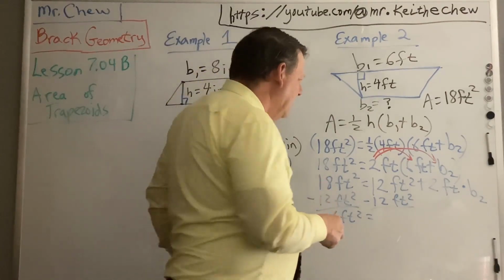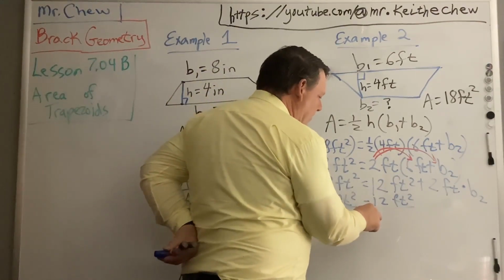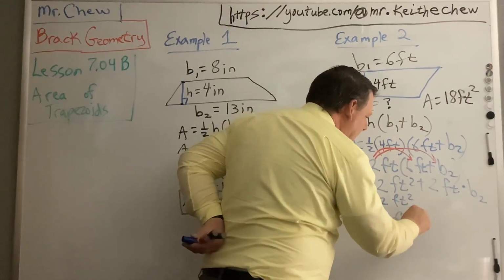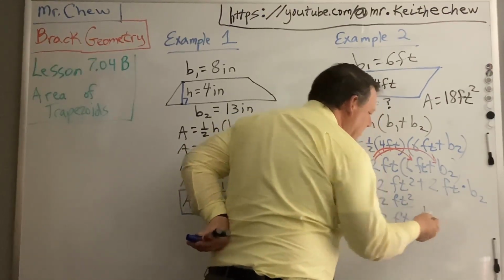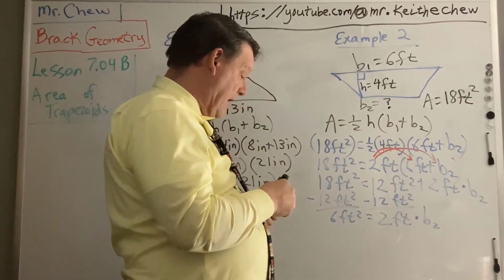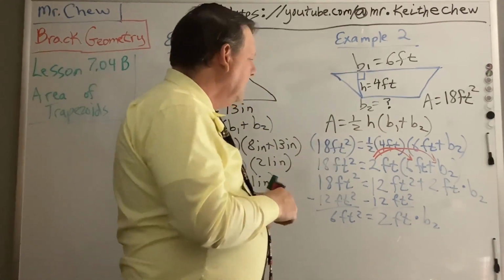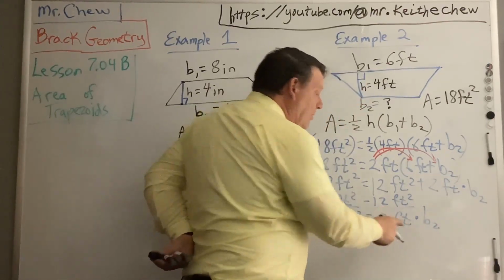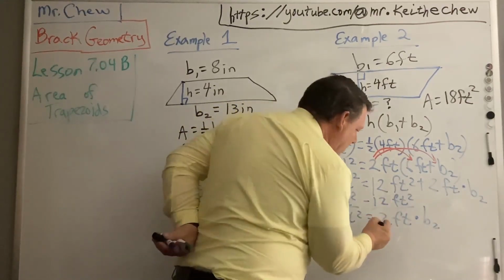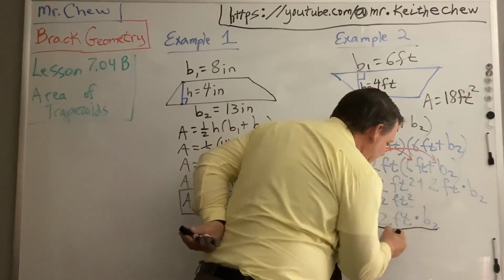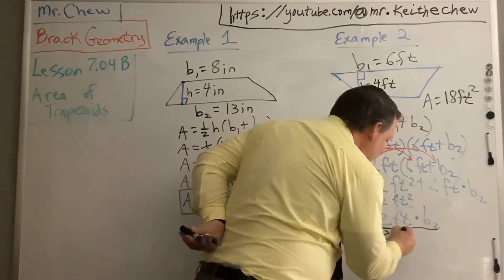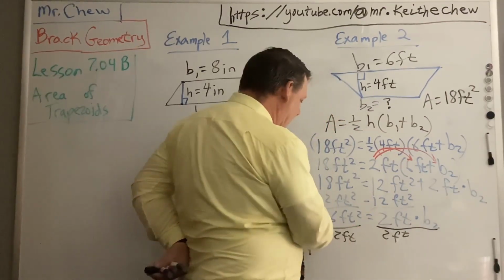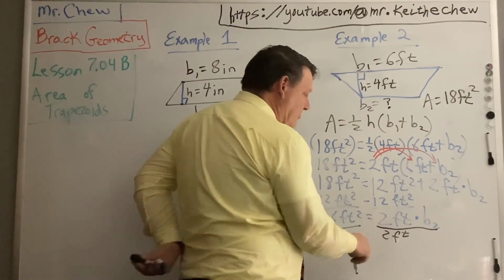Okay, so then the 6 feet squared equals 2 feet times b sub 2. As you can tell, my blue marker's about run out. So I don't want 2 feet times b sub 2. I want just b sub 2, or b2. So I do the opposite of multiplying by 2 feet, which is dividing both sides by 2 feet. So this becomes a fraction here, and this is a fraction here.